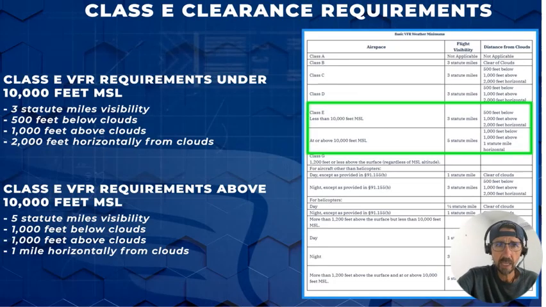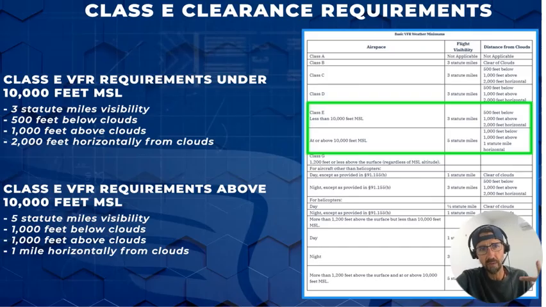So Class E clearance requirements, Class E VFR requirements under 10,000 feet: 3 statute miles, 152s. So there it is, the 3 Cessna 152s in Class E, basically from the surface up to 10,000 feet. And then Class E VFR requirements above 10,000 feet. So now you get above 10,000 feet and you have a clearance of 5 statute miles, 1,000 above, 1,000 below, and 1 nautical mile horizontally.